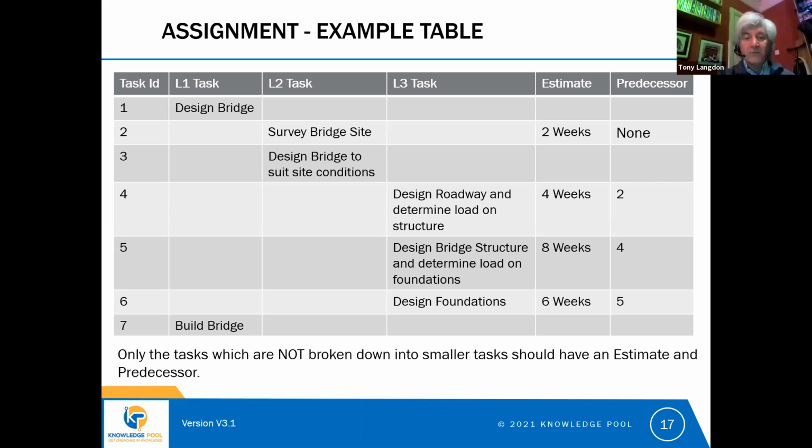If we look at task 5, which is the bridge structure, we're saying here, task 5 can't start until task 4 is completed. And that's shown by the number 4 in the predecessor column. And similarly, we can't start task 6 until task 5 is complete.